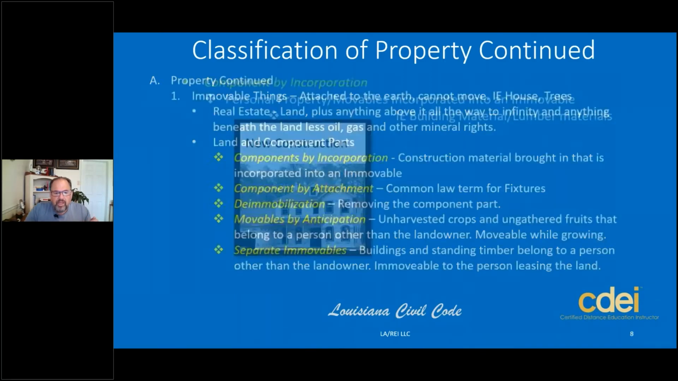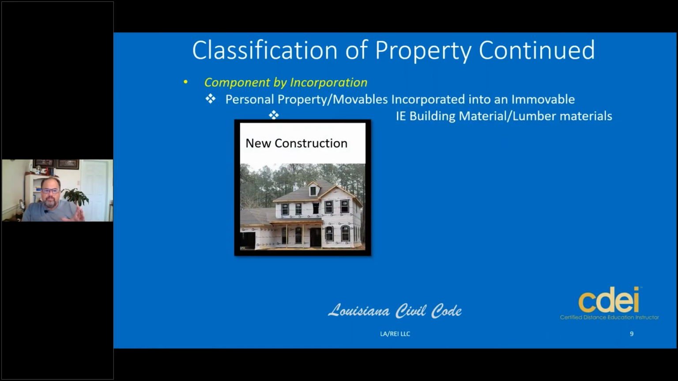Now, component by incorporation. In common law, we call it personal property. In Louisiana, we call them movables because they can be moved. Remember, when a house is built, you have to bring in the pieces of the house. It's like putting a puzzle together. You've got a box full of pieces. Consider those the components of the house, and when you assemble the house together, that's called by incorporation. Hence, it now converts to an immovable.